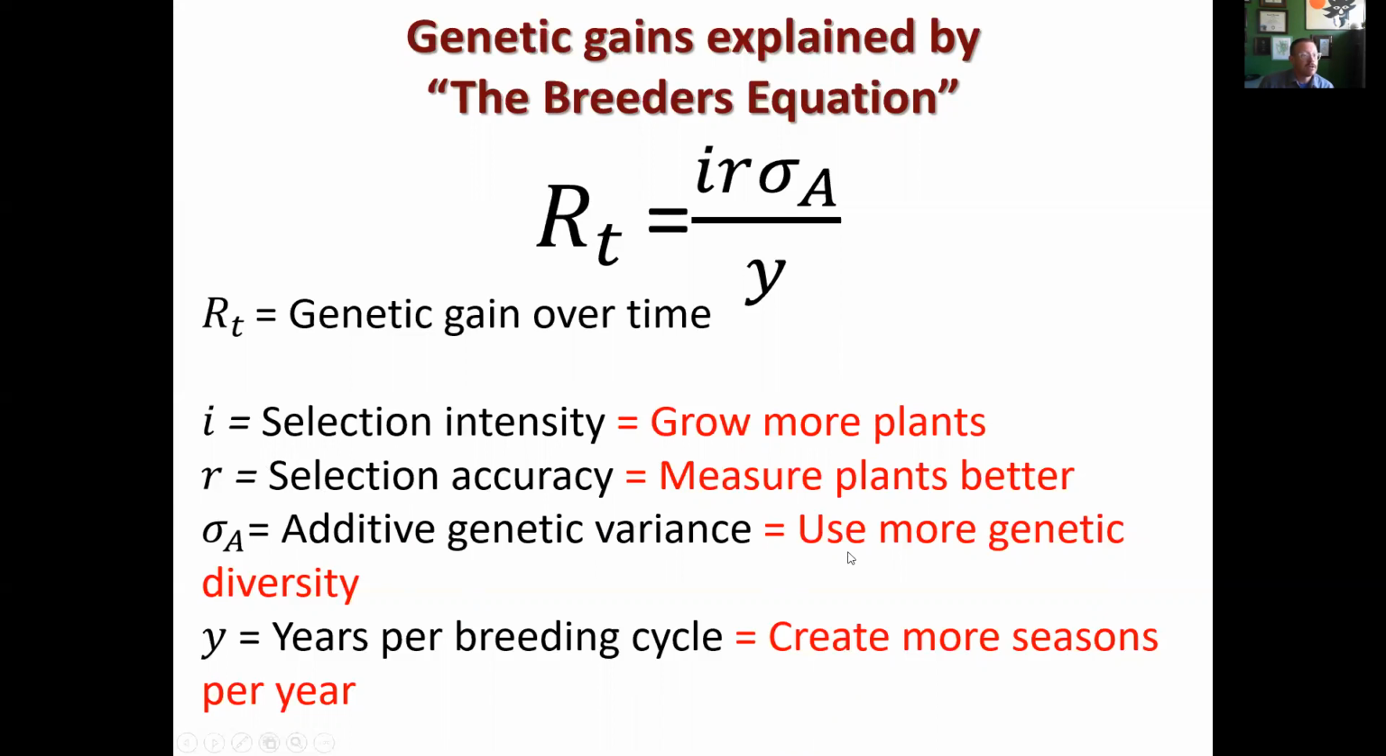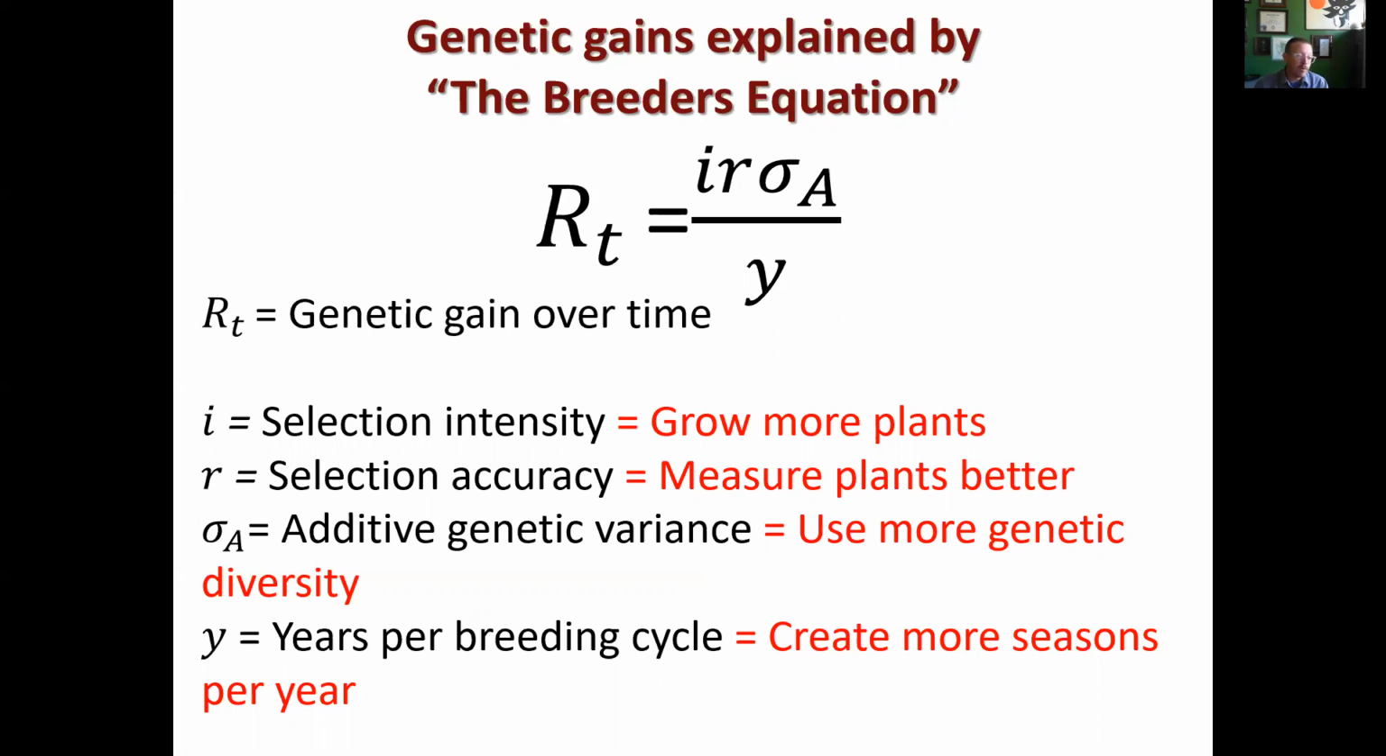Additive genetic variants. So how much genetic diversity is there? So for those of you who are familiar with plant breeding, if you had a whole field of a single variety, a single inbred line, and you try and select the best individual from that, you're not going to make any progress because there is no genetic diversity.